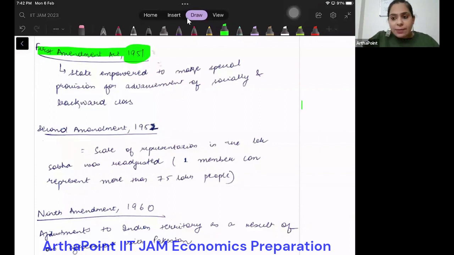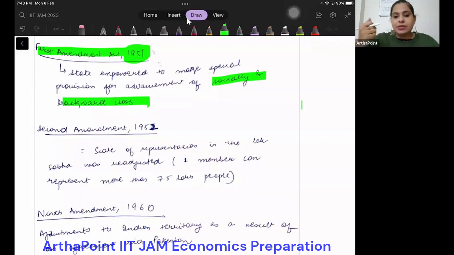Now, the First Amendment was the one where, because we just got independence, we had to deal with the backward class, the socially backward class. We wanted to make a special provision for them. We wanted to make sure that their interests are heard in our economy. So the First Amendment was to give this special provision to socially and backward classes.